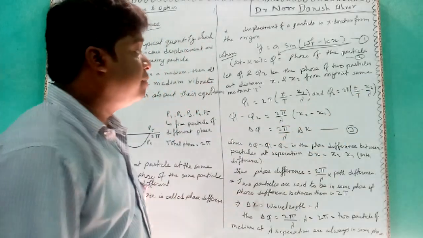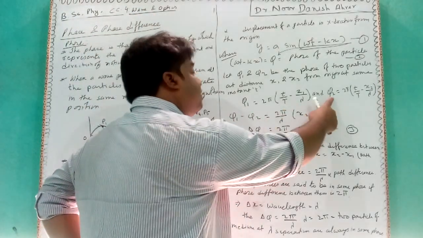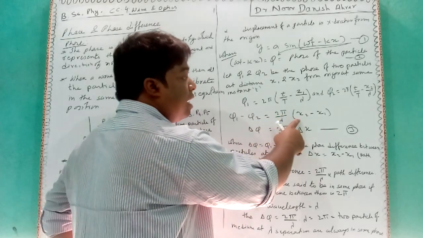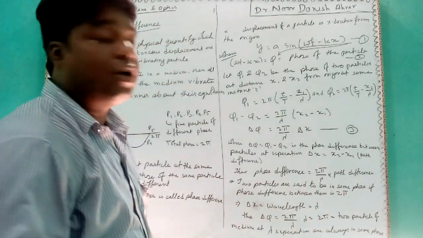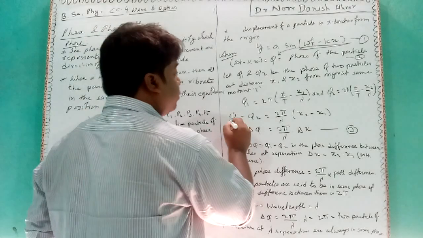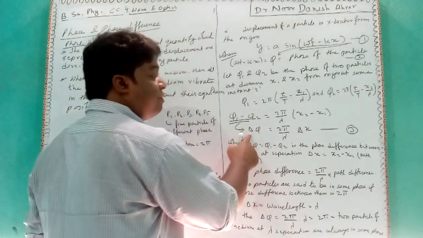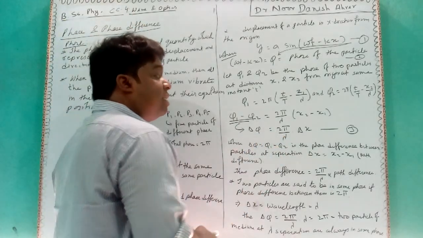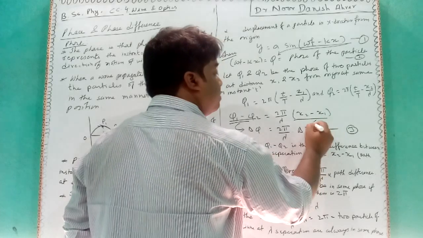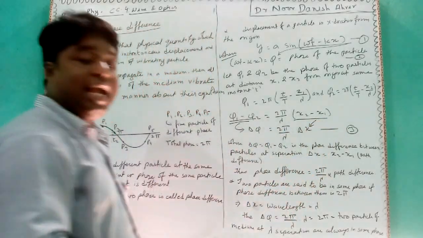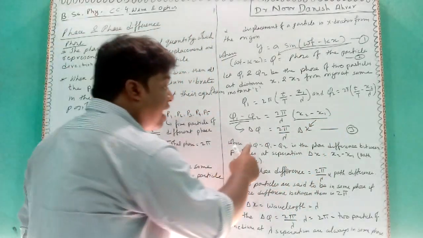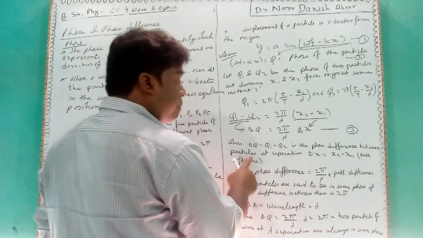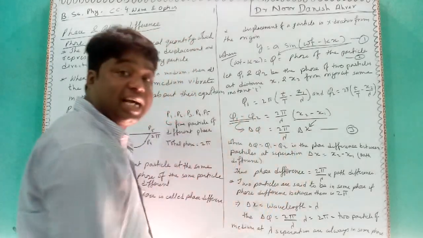Now the difference between φ1 and φ2 will be φ1 − φ2 = (2π/λ)(x2 − x1). This difference of φ1 and φ2 is represented by Δφ. Δφ will be equal to (2π/λ)(x2 − x1), which is represented by Δx. Thus Δφ = φ1 − φ2 is the phase difference between the particles at separation Δx.